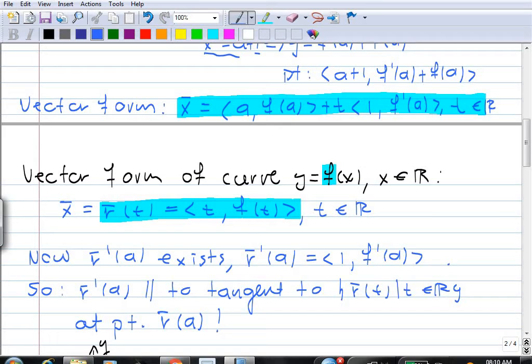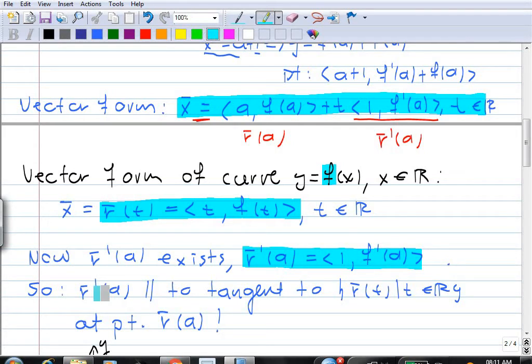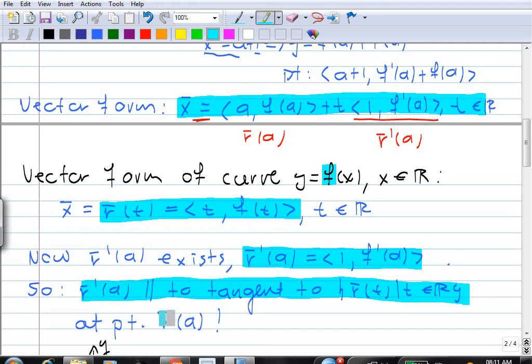So now, if we compare the derivative of our vector function r at a here with our vector form for the tangent line over here, right? What do we notice? Well, what we've got over here, that is just the derivative of r at a. And that's just r at a. Right? So what does this tell us? It tells us that the derivative of r at a is parallel to the tangent line to this curve at this point r of a.